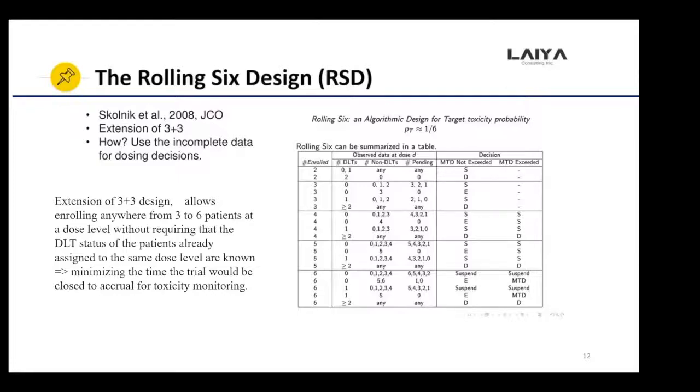There's another column, whether MTD is exceeded or not. Here it means if you already moved to a higher dose level, which was determined to be too toxic, and you move back to one lower dose level, whether that happens. So this pretty much affects this decision here: do you want to keep escalating or stay? So this is the escalation, de-escalation rule for the rolling 6 design.